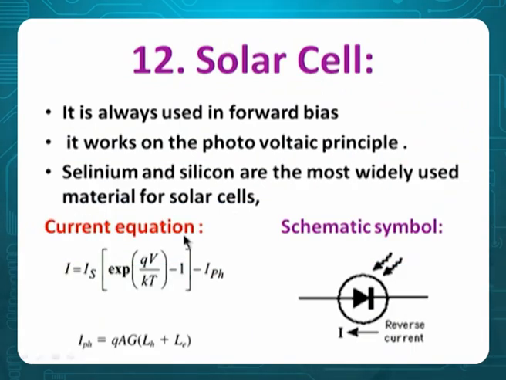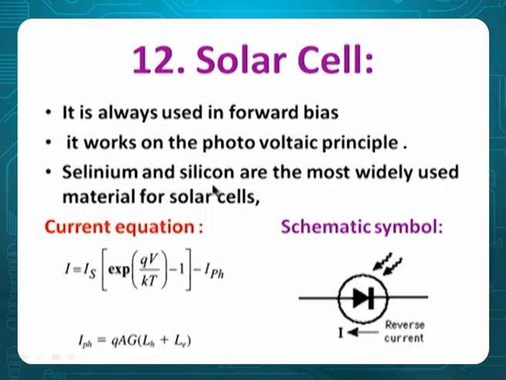The 12th one, the solar cell. As solar energy is becoming very serious now, we have the solar cell also. It is always used in forward bias. It works on the photovoltaic principle. That means when you give photo light, it will convert it into voltage and work out.